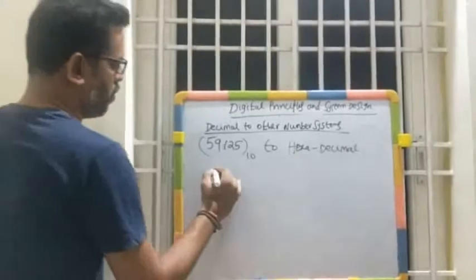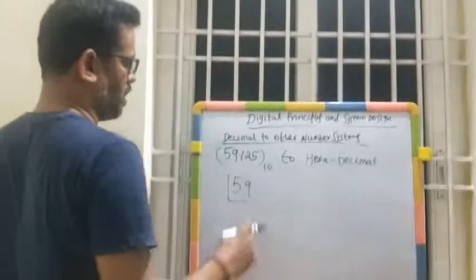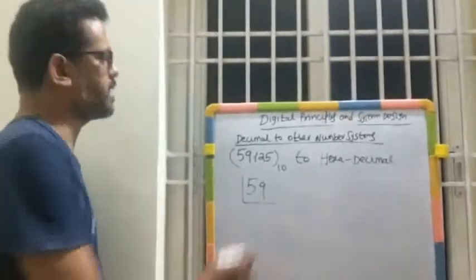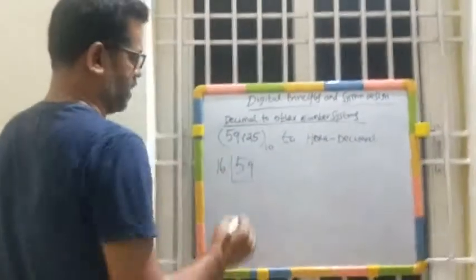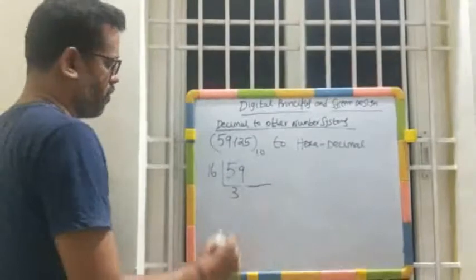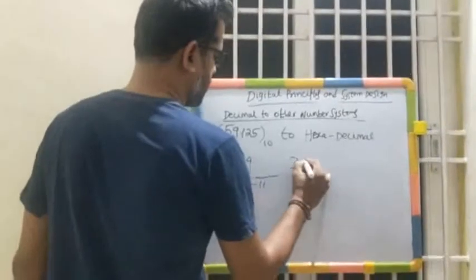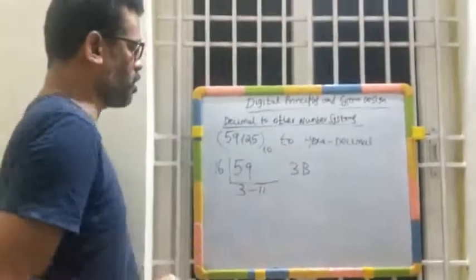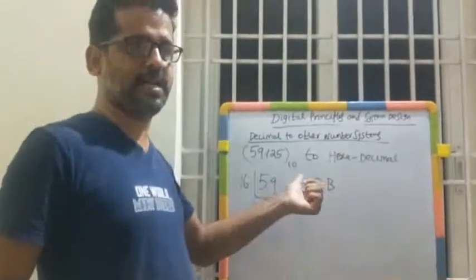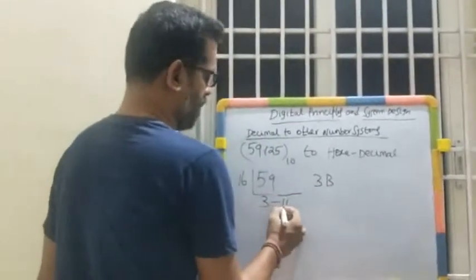Okay. So what we need to do? The same rule. We need to divide the integer part by the base to which the given number has to be converted. Here we are trying to convert to hexadecimal, so we have to divide the integer part by 16. How many times 16 here? 3 16s are 48. Remainder 11. So now I am going to write it as 3B. It is important to note that the remainder we have got is 11. In hexadecimal, 11 is nothing but letter B. That is why 3B.